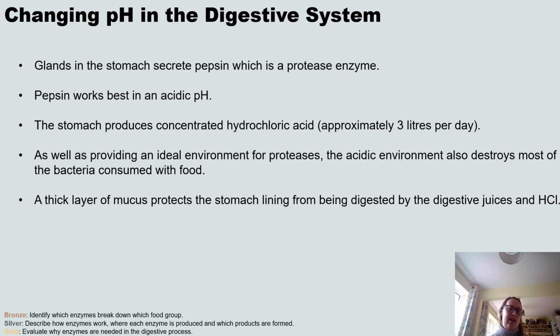If you didn't have this protective layer, you will essentially digest yourself because your stomach has digestive juices in it which are designed to digest protein, and your stomach is made out of protein. Essentially, you are made out of protein as a whole, so you would digest yourself if you didn't have the mucus.